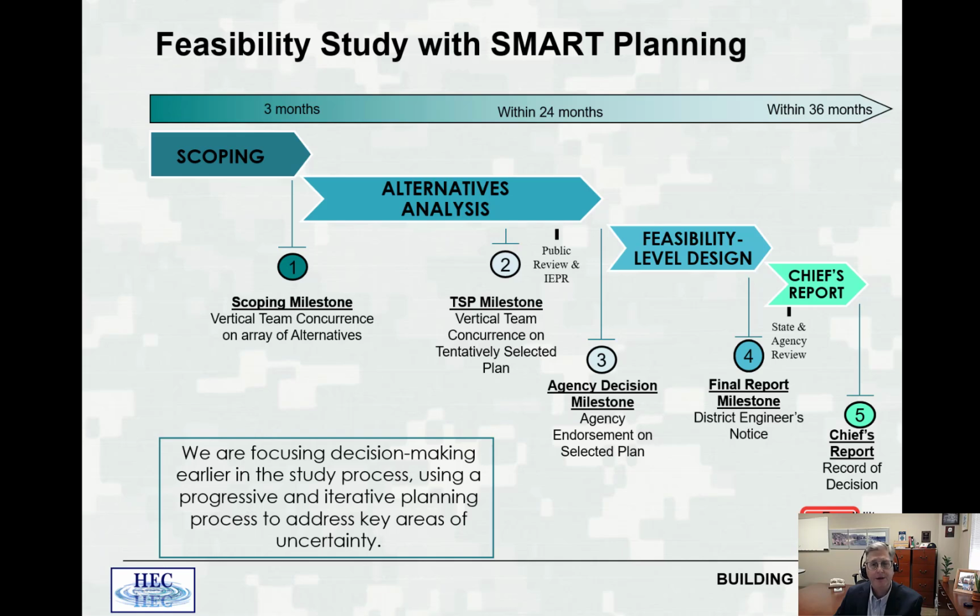Then within 3 years, the chief's report or the record of decision is to the chief, and the feasibility study is completed. So all along, we are focusing on decision making earlier in the study process, using a progressive and iterative planning process to address key areas of uncertainty.